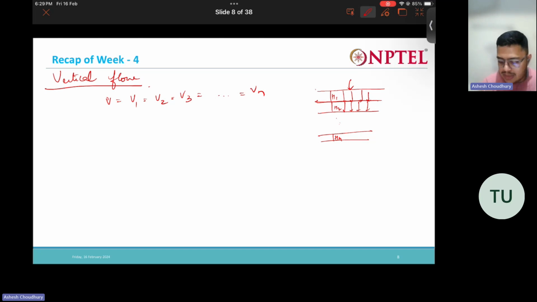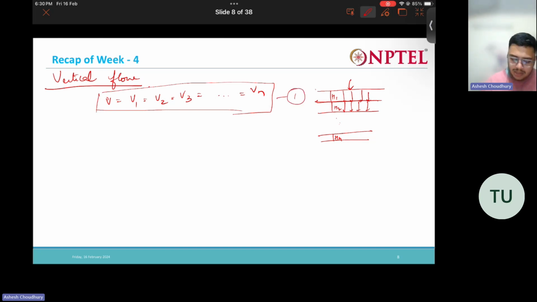So V times the area of flow is nothing but Q flow. So the flows are the same, right? So these V's are also equal, velocities are also equal. Now these velocities are equal. This is the first thing that we understood.